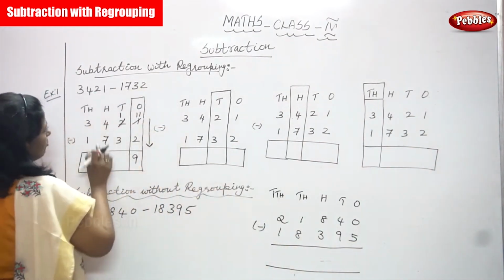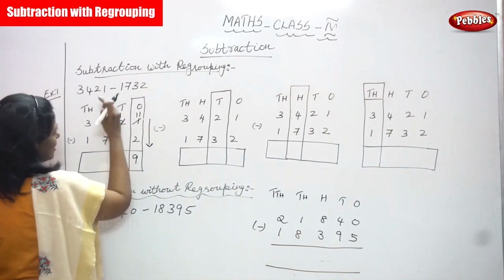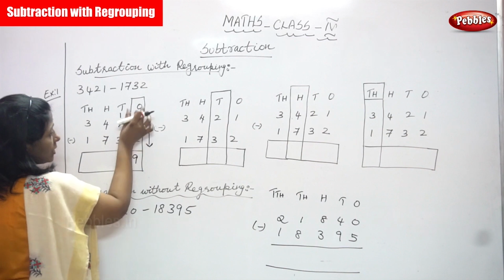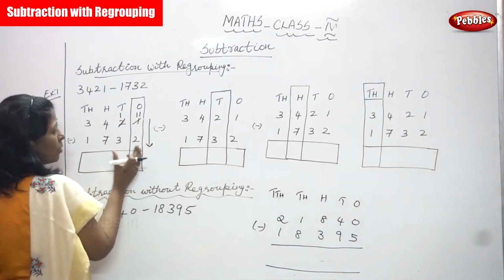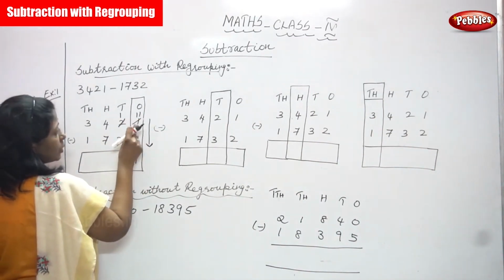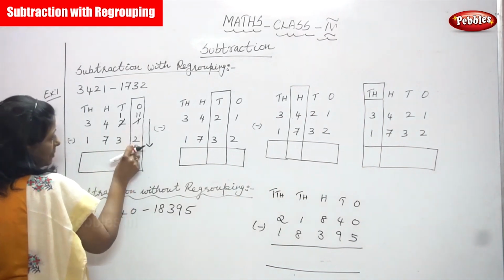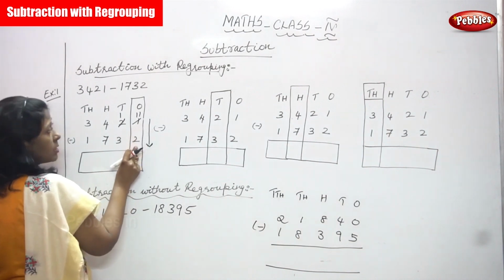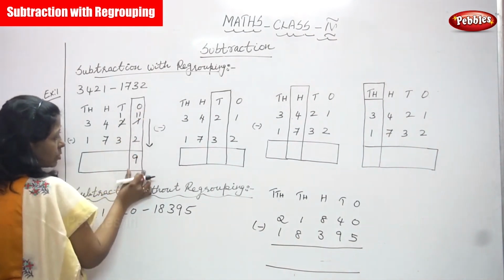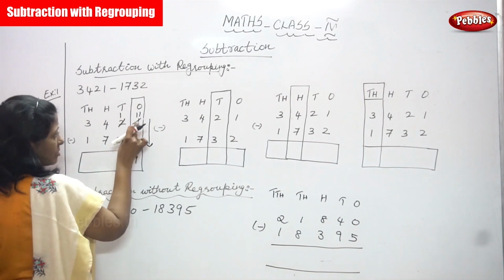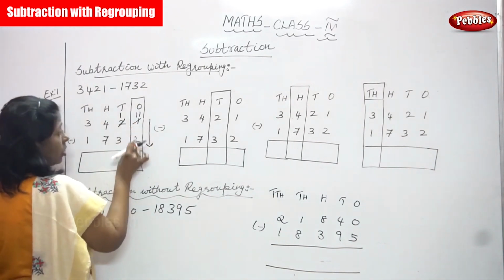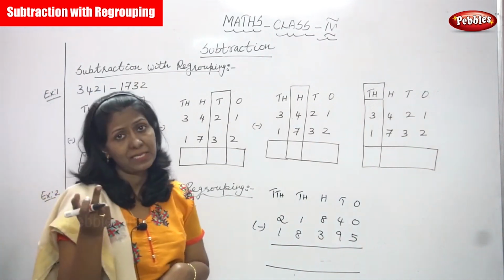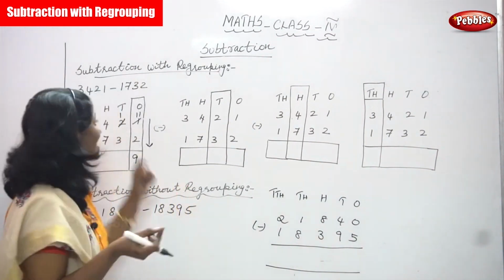I'll repeat once again. First you have to write the place value, then the first number and the second number. I'm going to subtract only the ones place. What is the number in the ones place? 1, and the second number is 2. 1 minus 2 you can't subtract, because 1 is a smaller number and 2 is a bigger number. So you have to borrow from the tens place.